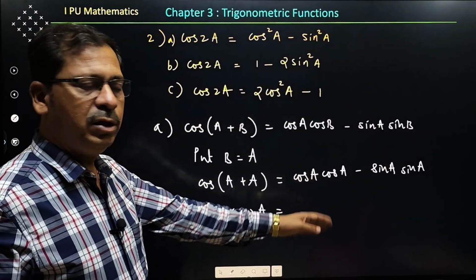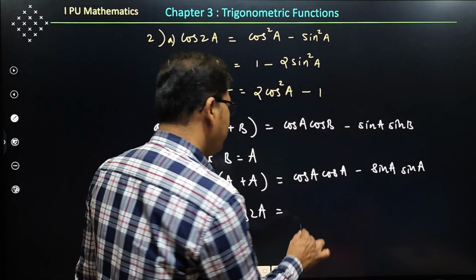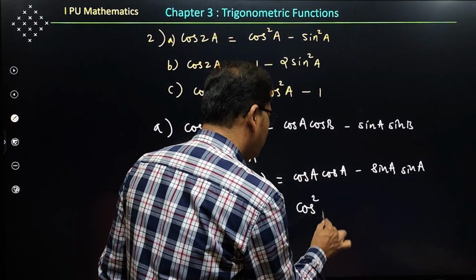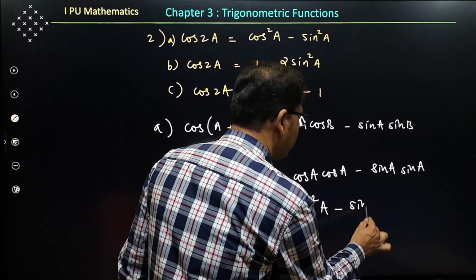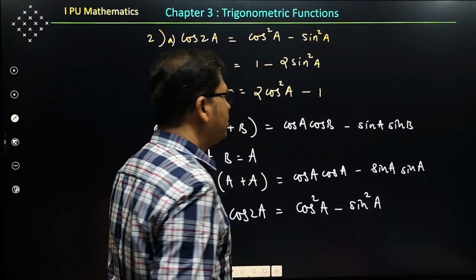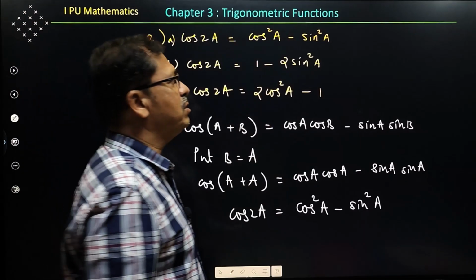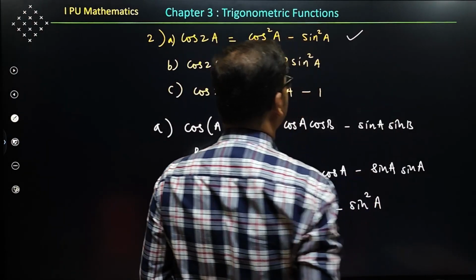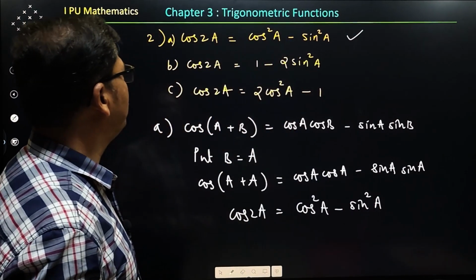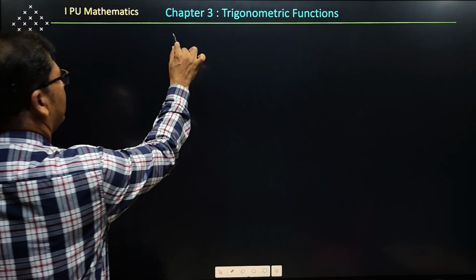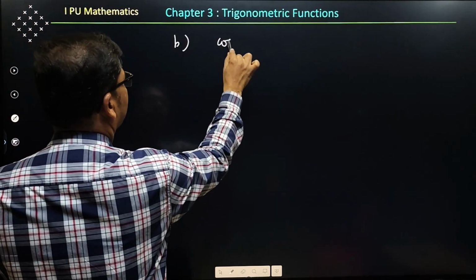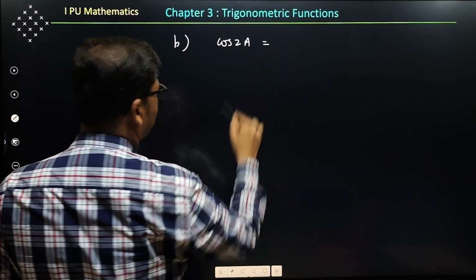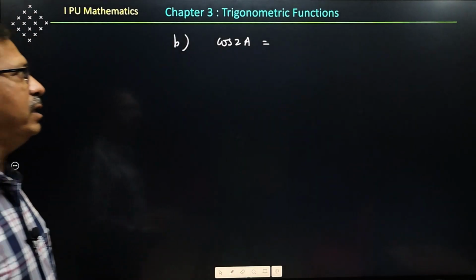And then this is equal to cos a into cos a, cos square a, minus sin a into sin a, sin square a. This is cos square a minus sin square a. See, I have proved the first sub result, cos square a minus sin square a is equal to cos 2a. Now in order to prove the second one, I would like to use the same result. Just now we have proved that cos 2a is equal to cos square a minus sin square a.